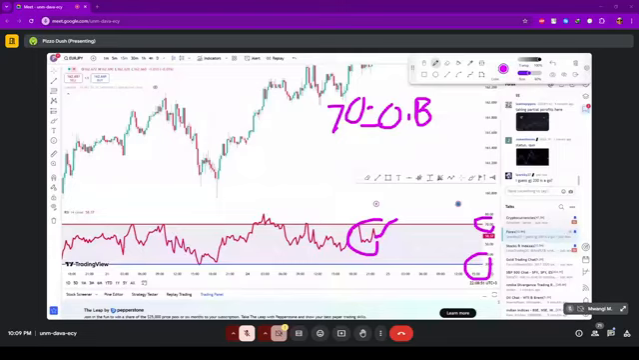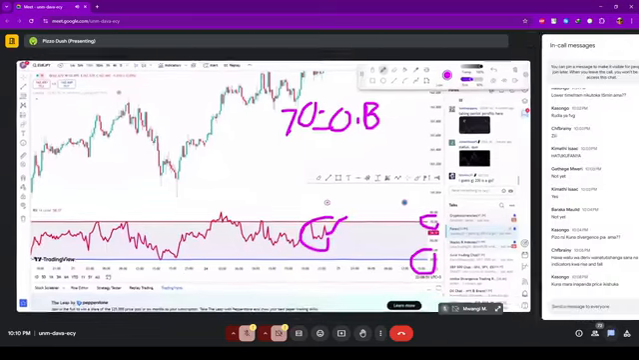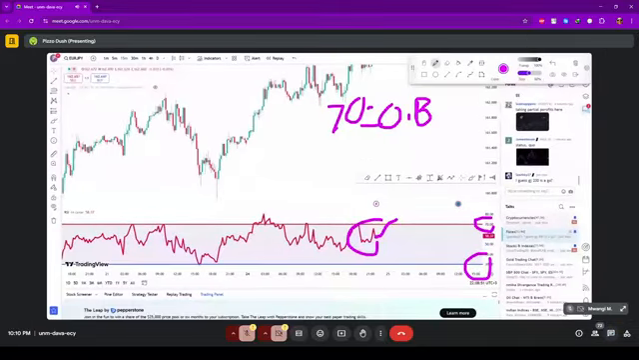That's why tunaona anytime RSI inagusa 70, inadrop, na ikidrop inamaanisha the price inadrop pamoja nayo. Like here, ikigusa 70 inadrop, na price pia ilidrop. After price ilidrop, you can see RSI ilikuja kuhit 30. After it hit 30, price ilipanda juu. Because it hit 30 inamaanisha that it's oversold. If something is oversold, it can't be sold anymore.